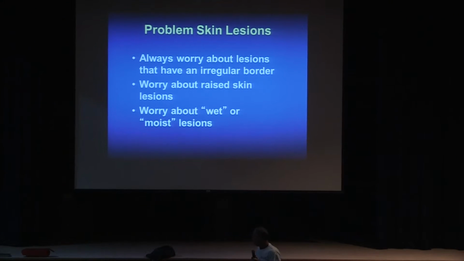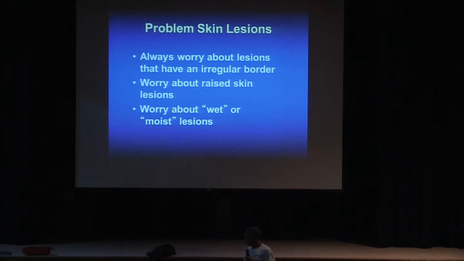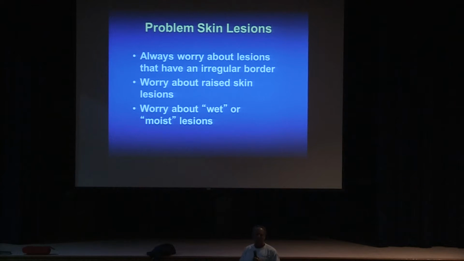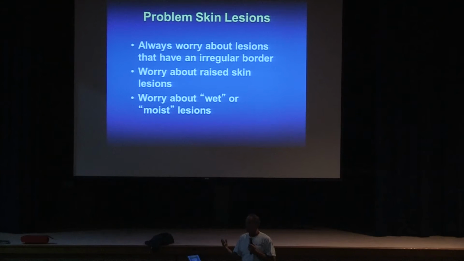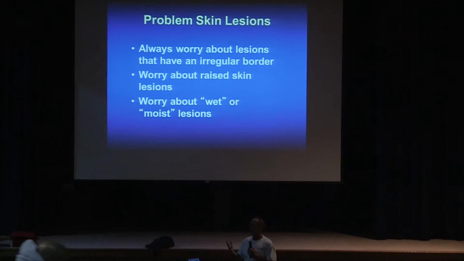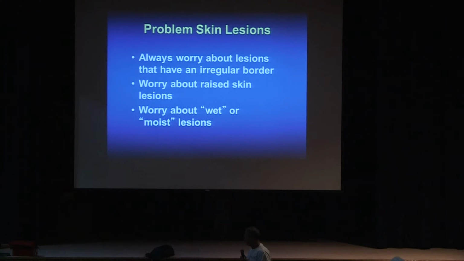As far as problem skin lesions, you always need to worry about lesions that have irregular borders, and lesions that are raised and wet and moist, as Sean said earlier. I mean, these are the obvious things. When we're doing skin checks, I'll be honest with you, I've been doing it for a long time, I'm not looking for the minute things. I'm looking for the thing that, oh my God, that's not good, or the obvious things, the ringworm. It's going to stand out to you pretty much when you see it.